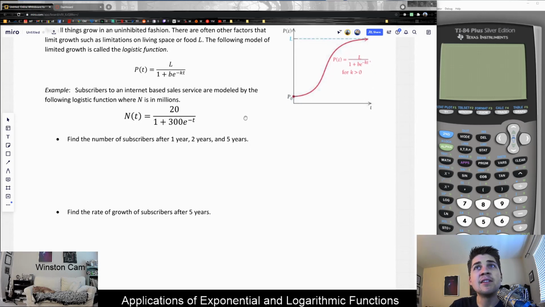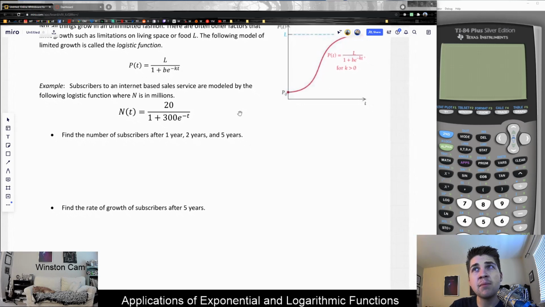But let's go ahead and look at examples. Let's find the number of subscribers after 1 year, 2 years, and 5 years. That would just be plugging in because we have the logistic function. If you wanted to create one yourself, you'd need to figure out your limiting factor, your targeted amount of subscribers, and how fast it's growing, and b depends on the intercept and other things.